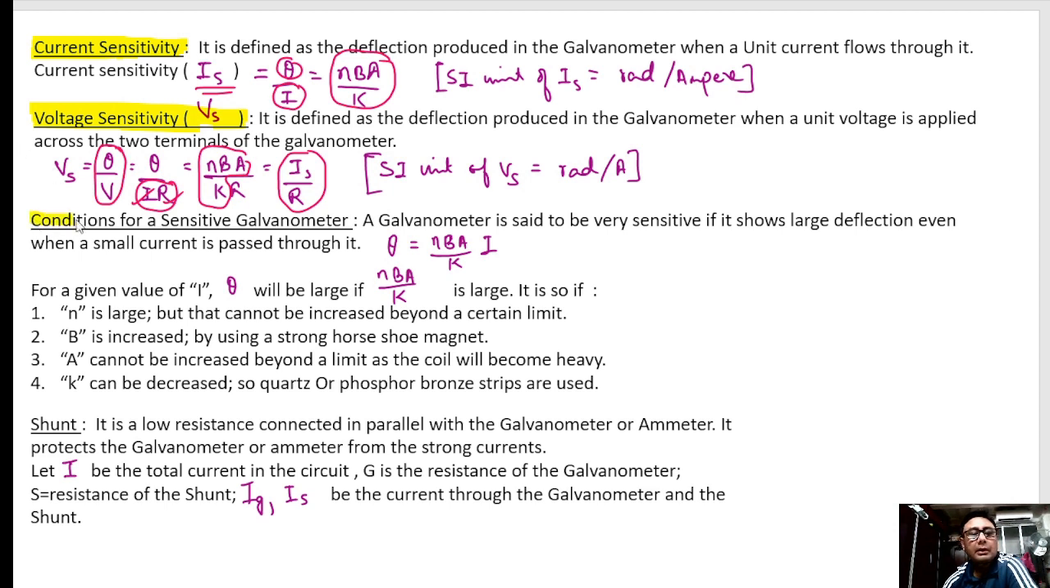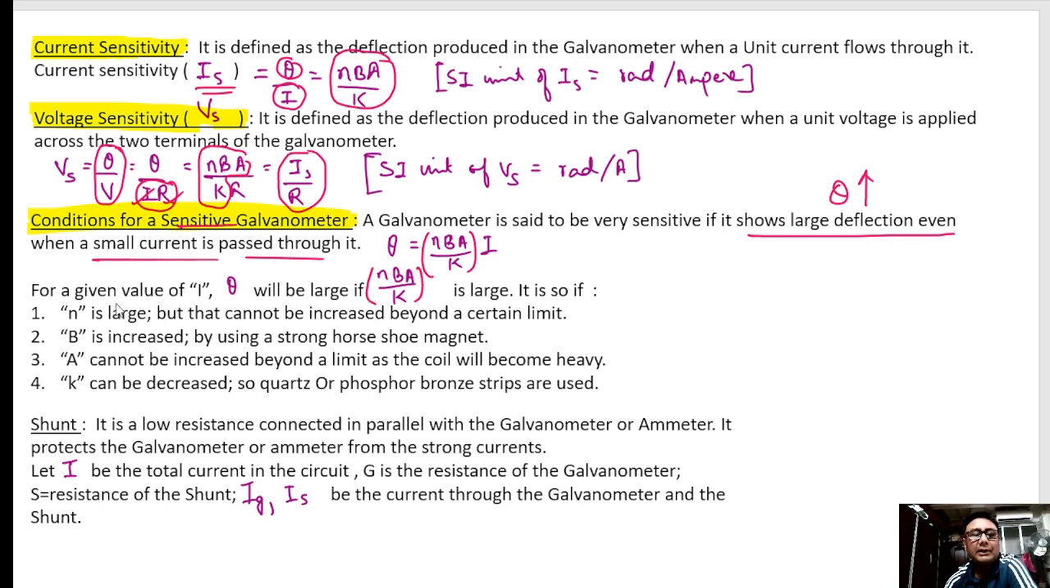Next is the conditions for a sensitive galvanometer. What is a sensitive galvanometer? A galvanometer which can measure very small magnitudes of current. If it shows large deflection even when a small current is passed through it, that is called a sensitive galvanometer. So this is the formula of theta. Now how can we make theta large? To make it sensitive, we have to increase theta.